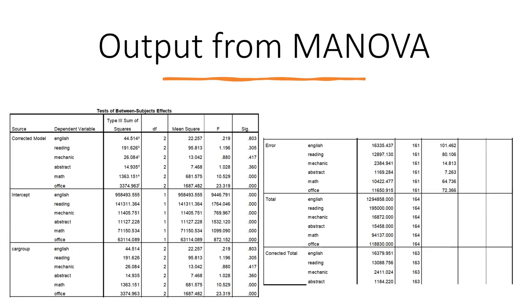So looking at this output, the main thing that I see here is that our math scores and the office scores are going to be significant for both our model and our career groups. So here, if we look at math and office, we have significant values here, and then we also see it up here in our corrected model.